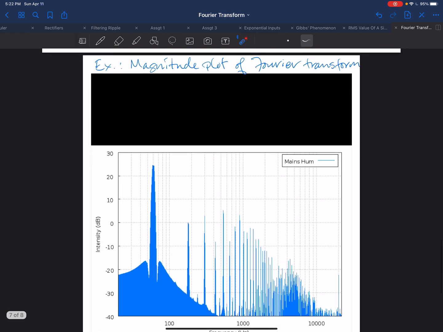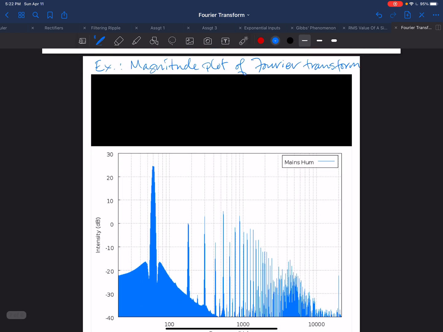Here's an example of a plot of the magnitude of the Fourier transform as a function of frequency. So this refers to mains hum. This is a hum, a sound, a vibration that you get from the wiring of a house, say. What they've done is used a microphone to record it, and they have computed the Fourier transform to show how the noise is spread out over different frequencies.